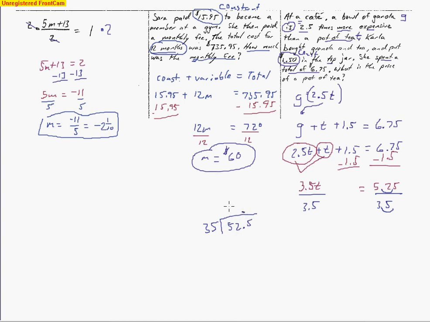Decimal point comes straight up. Goes in there one time. Do the subtraction. This leaves us with 7. Make sure you borrow. So we have 17, bring down the 5. And 35 goes into 175 5 times. So let's try multiplying, make sure it works. Makes 25. 3 and 5 make 15, plus 2 makes 17. So there it is. T equals $1.50. And that's what we wanted there, is just what was the price of the pot of tea.